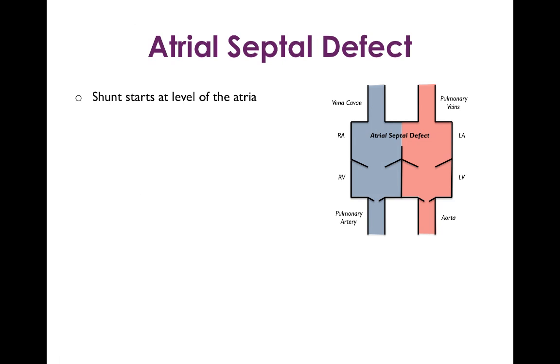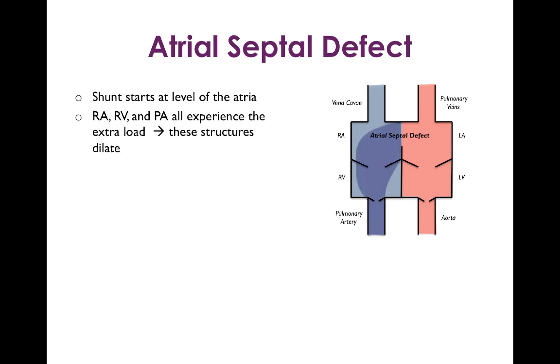Okay, so let's walk through atrial septal defect using our diagram again. An atrial septal defect is a defect in the atrium, and again, there are two types that we want you to know about, the primum and secundum type atrial septal defect. It starts at the level of the atrium, and so you get left to right shunting through the right atrium, right ventricle, and pulmonary artery. And all these structures actually experience extra load. It turns out to be a volume overload because it's a preload, or it's low pressure blood filling the chambers, so that we consider that a volume overload. And these structures dilate.